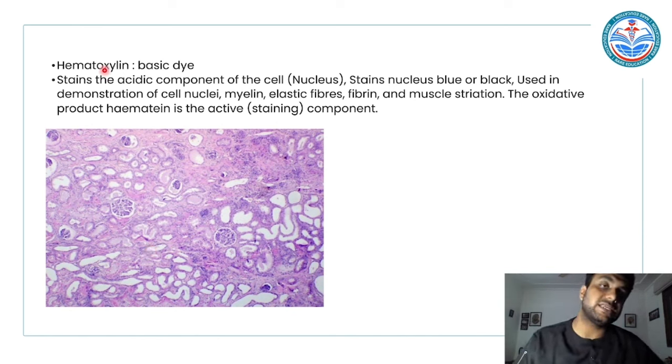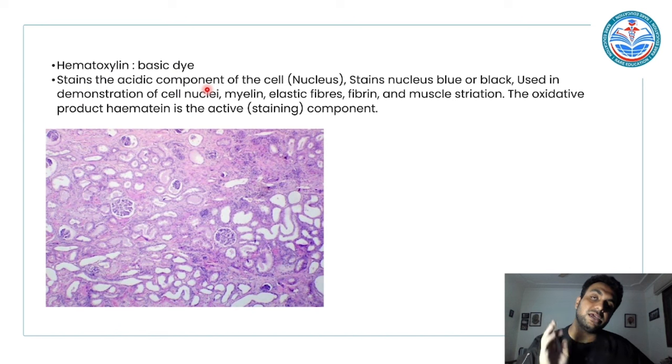And the most acidic thing of the whole human cell is nucleus. What is nucleus made up of? DNA, RNA. Deoxyribonucleic acid, ribonucleic acid. It is acid. So it will be stained by hematoxylin. What color will hematoxylin give? It will give the blue color. Look at this. The nucleus is mostly blue in color.